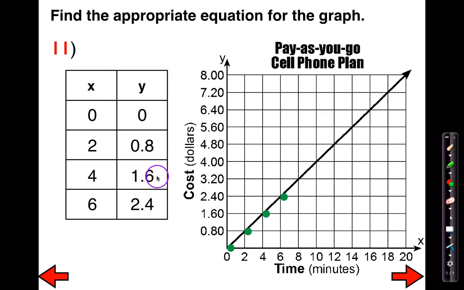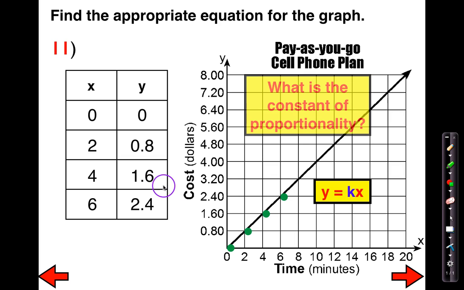Now, what am I going to do to find the constant of proportionality? Well, first of all, again, it's going to follow the form y equals kx.